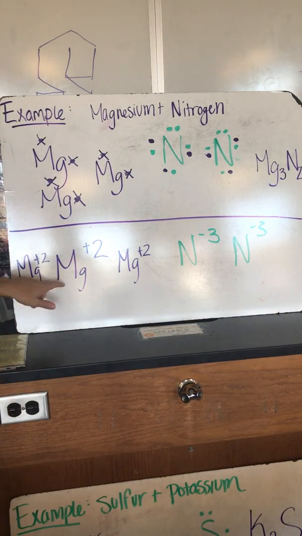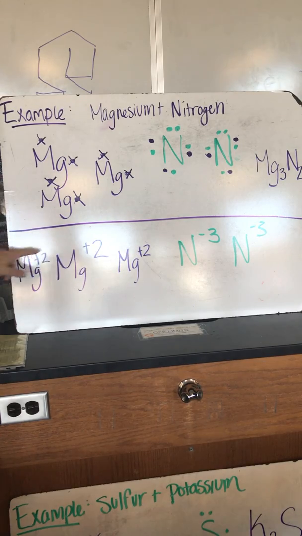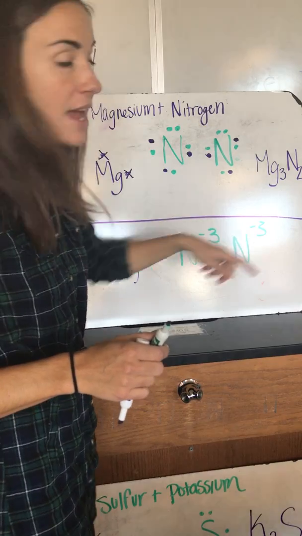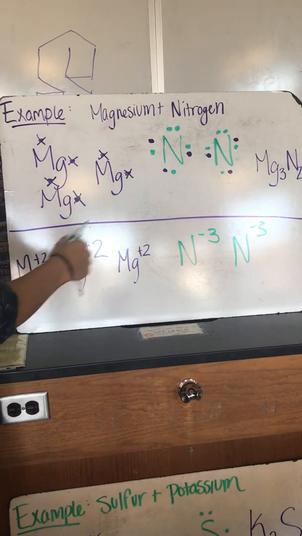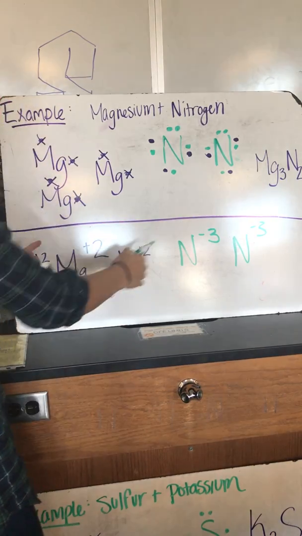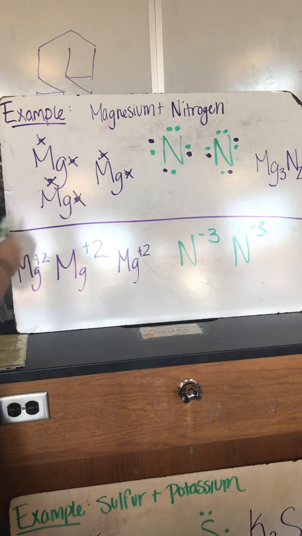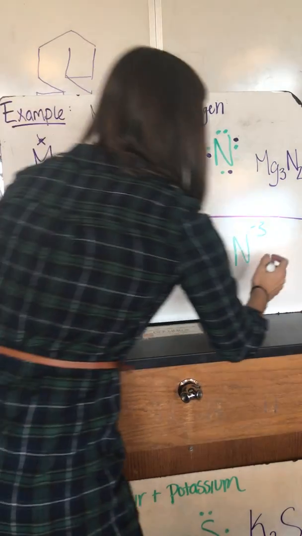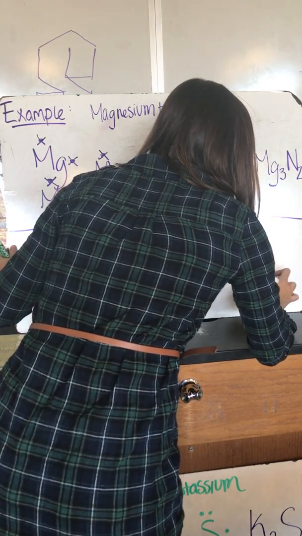So we have 3 magnesiums to get positive 6, 2 nitrogens to get to negative 6. So again, these are going to stick together because they have opposite charges, and they got opposite charges when they lost or gained their electrons. So the formula, again, that we can get is Mg3N2.